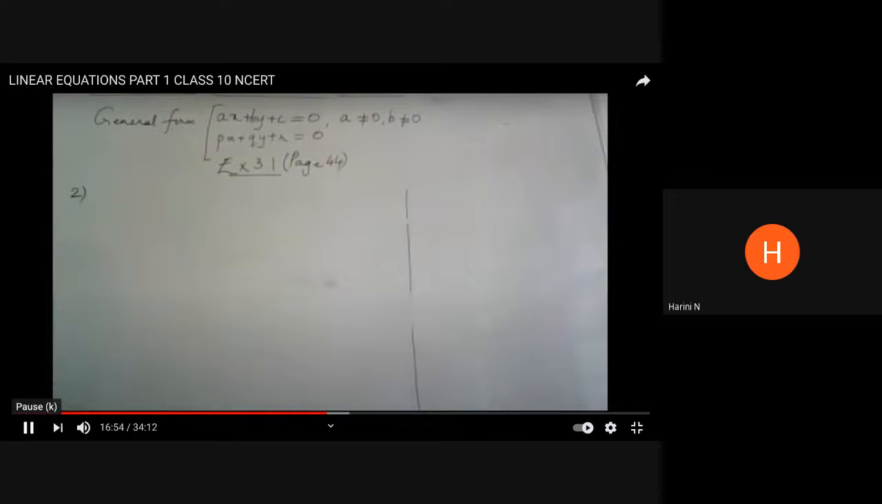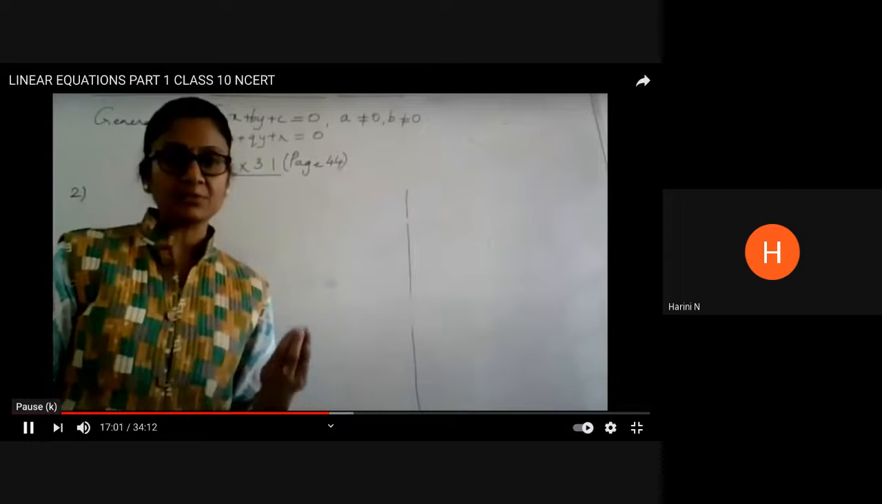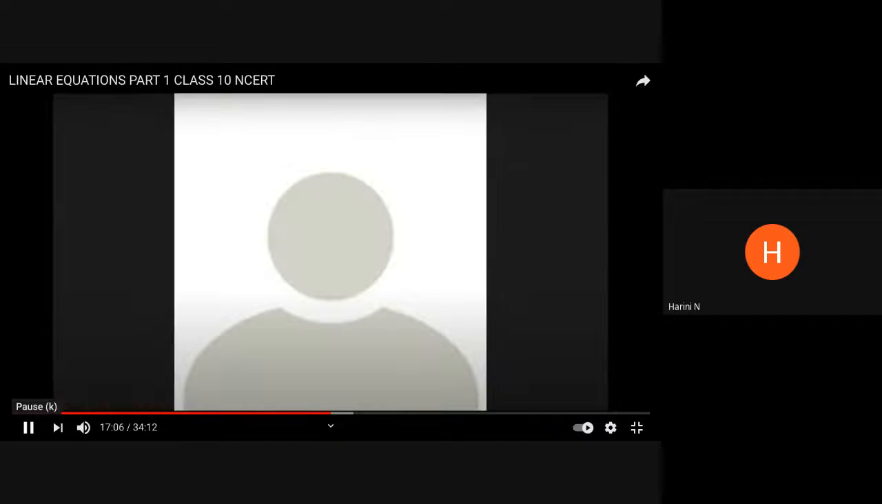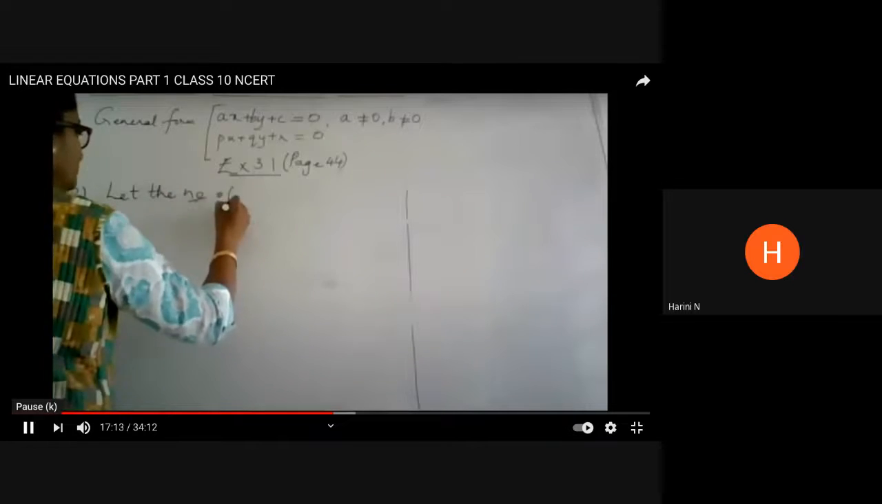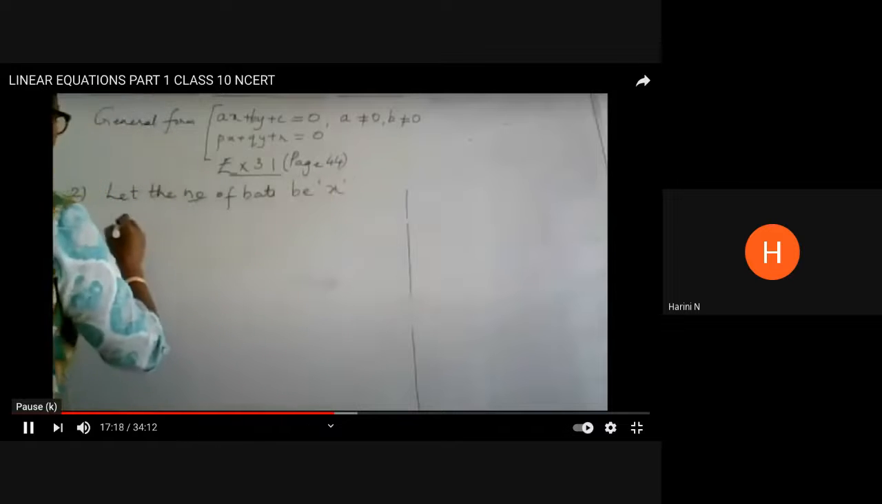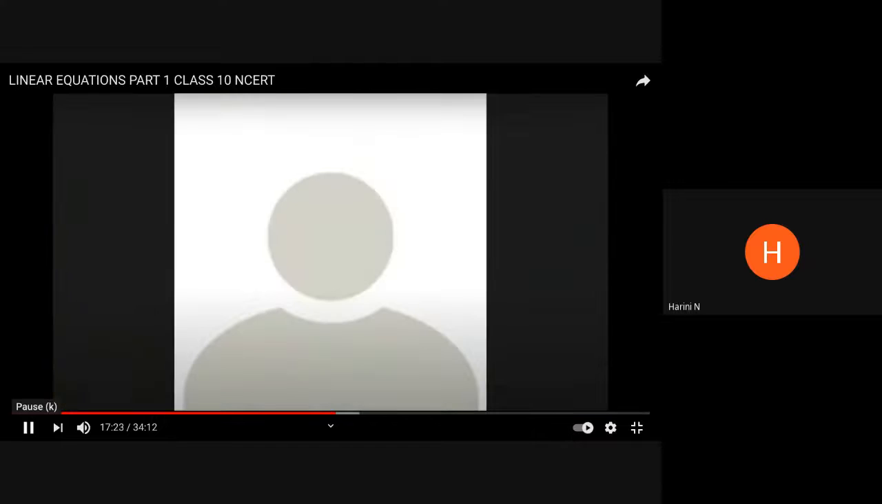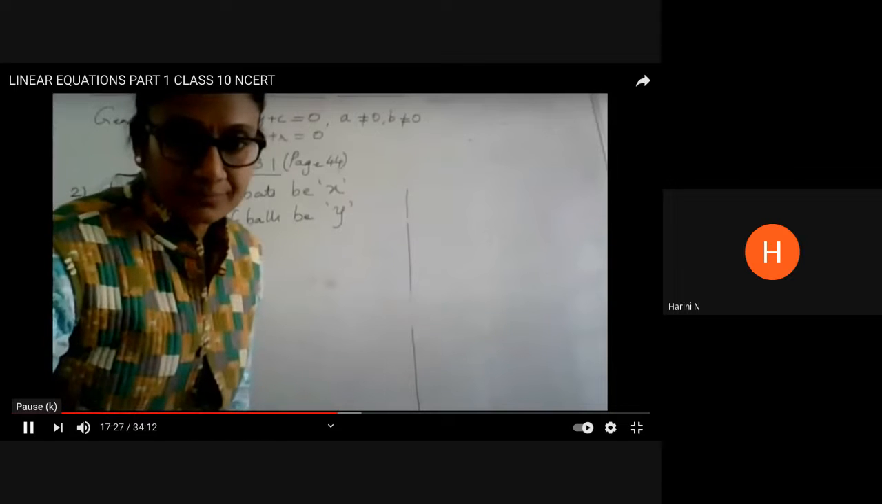So I start with, there are 2 variables. Which are the variables here? You have 2 varieties of items which are purchased. What are those? Bats and balls. The number of bats, X, and the number of balls, Y. So these are my 2 variables that I have started with.